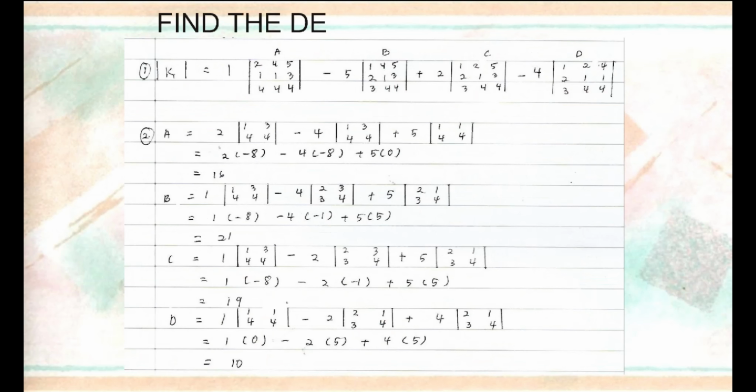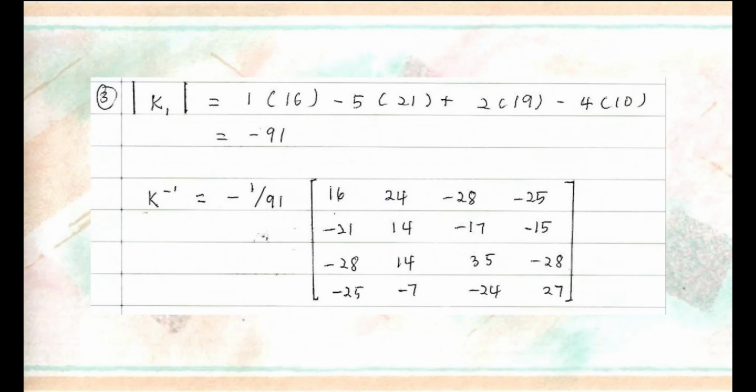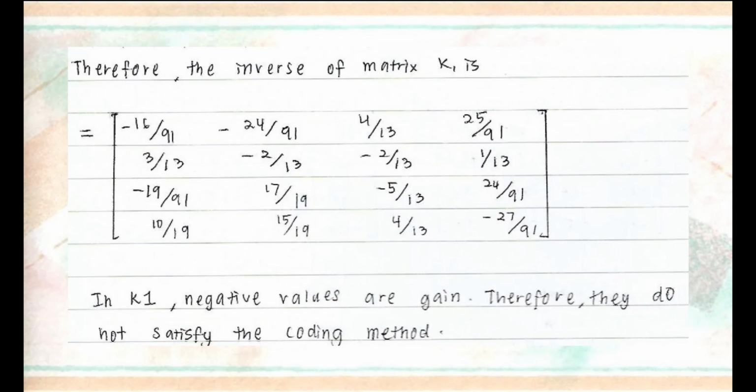After getting the 2 by 2 form, we can find the determinant of matrix K just like what we do in solving a 3 by 3 matrix. And we get negative 91 as the determinant of matrix K1. So the final step of finding the inverse of matrix K is substituting the determinant and adjoint that we obtained from the past step. In K1, negative values are present, therefore they do not satisfy the coding method.